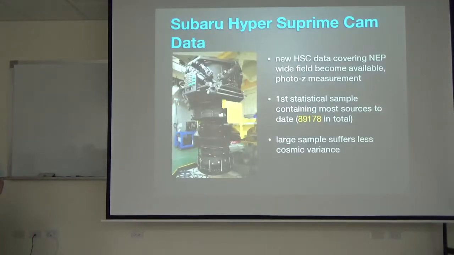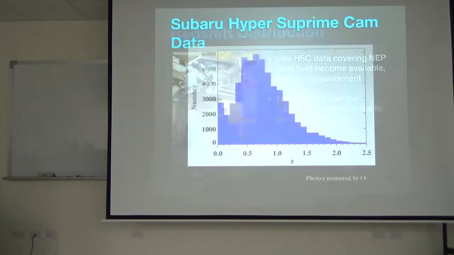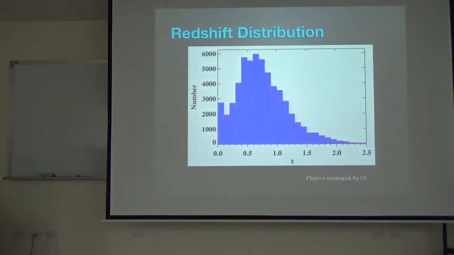It changed a lot when we got the Subaru HSC data, which increased the catalog to about 90,000 sources. So we can measure photo-z from optical data. In the talk this morning, Nagisa-san already talked about that. Also, with such a large number of sources, we suffer less from cosmic variance, which is important. This is the redshift distribution of the sample. The stars have been excluded.